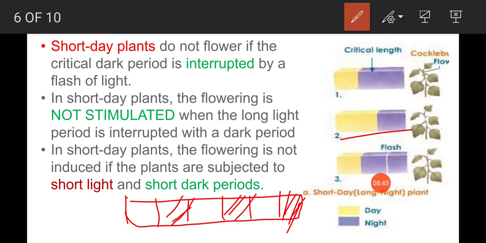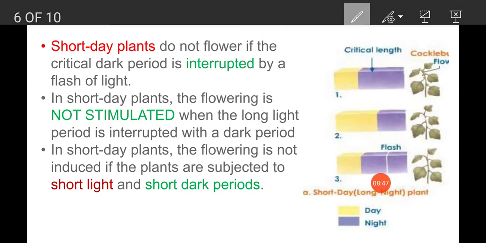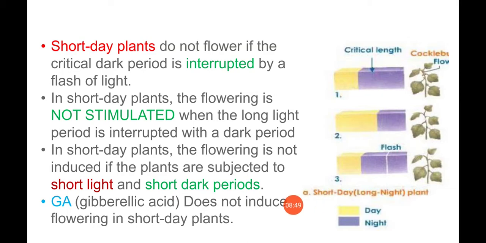Okay, I understand. Next one, gibberellic acid does not induce flowering in short day plants. Generally gibberellic acid induces flowering, but gibberellic acid does not induce flowers in short day plants.